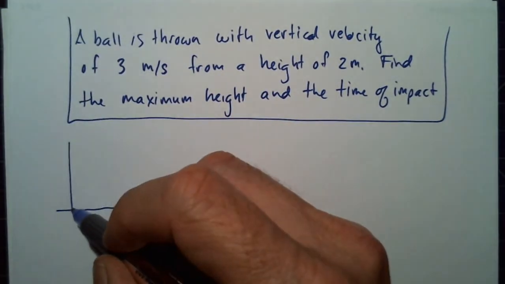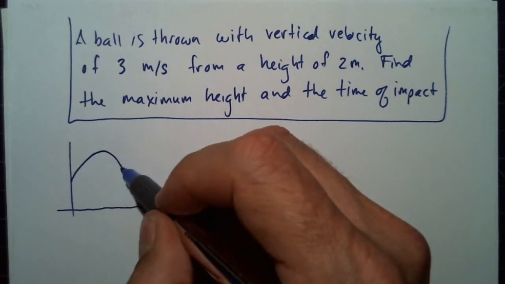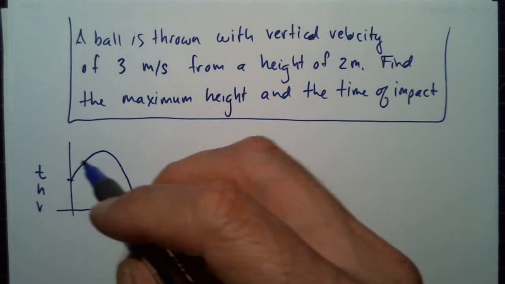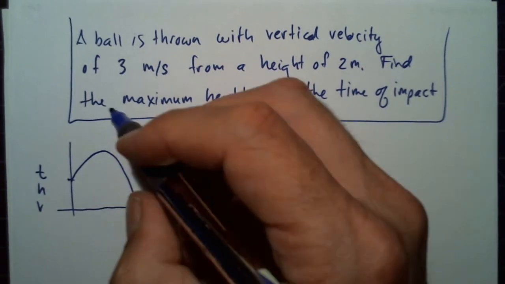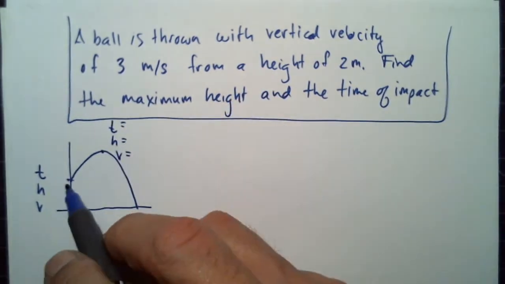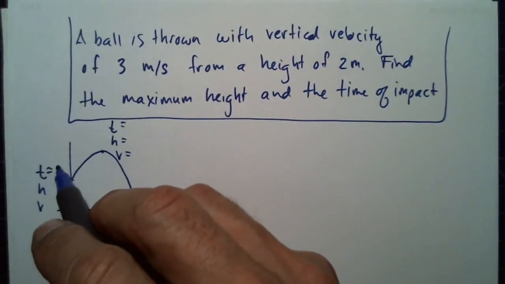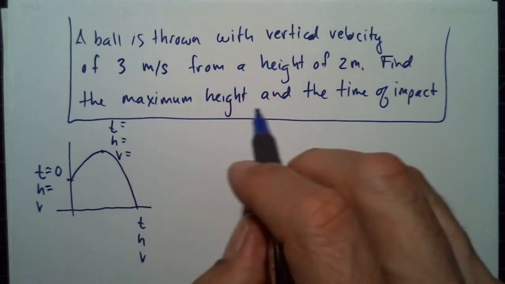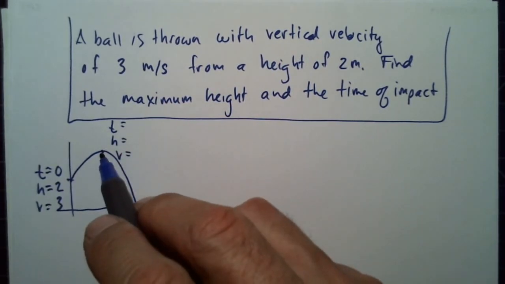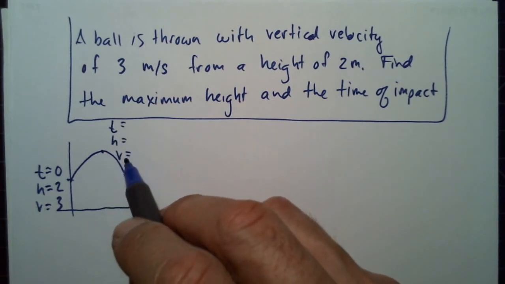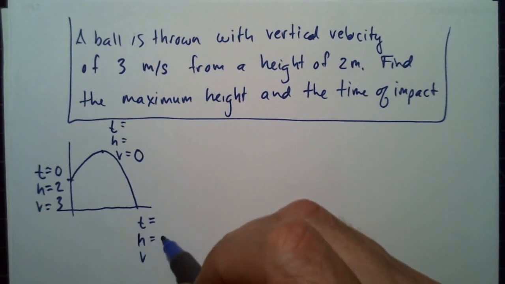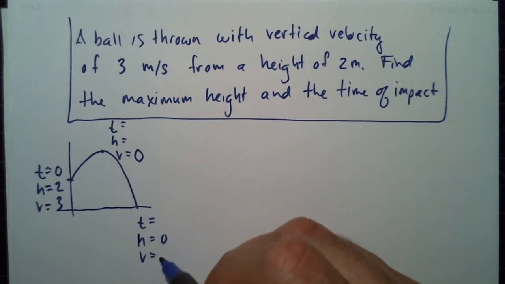So it's not thrown from the ground. We don't start here. We start above and go down. We know that the time that it's thrown is 0. The height is given, that's 2, and the velocity is 3. The time is unknown here, the height is unknown, but the velocity is 0. And the time is unknown here, the height we know is 0, and the velocity we don't know.